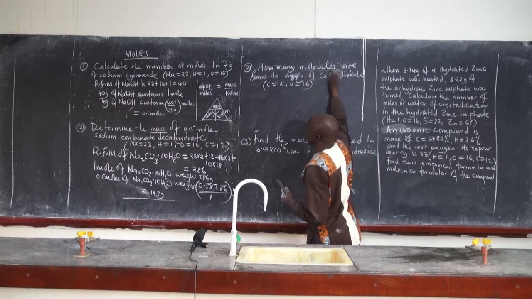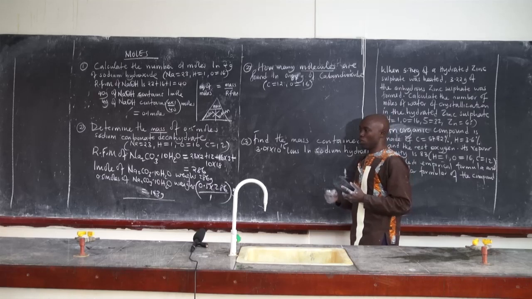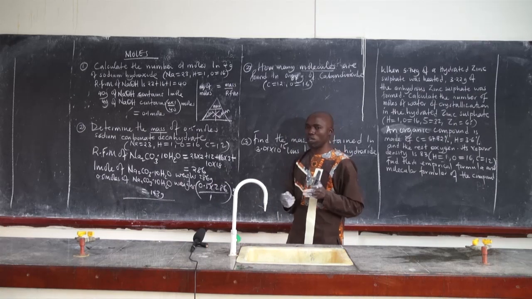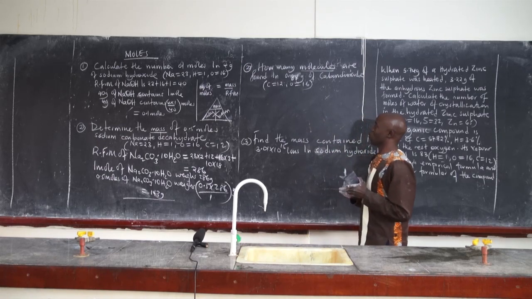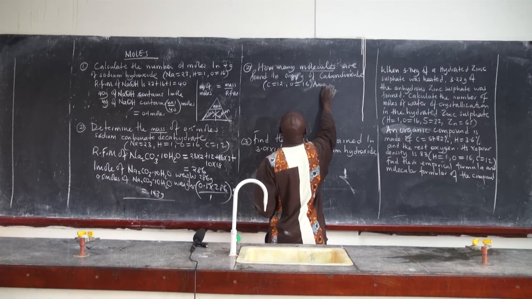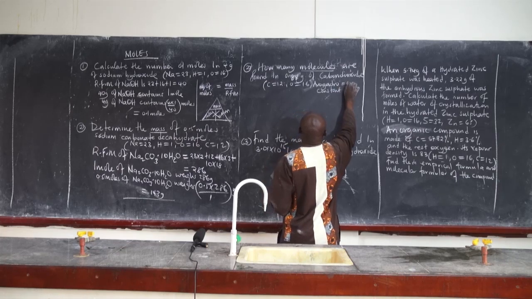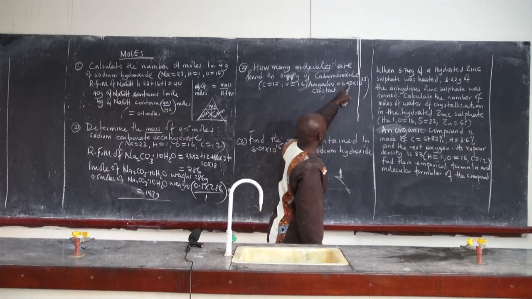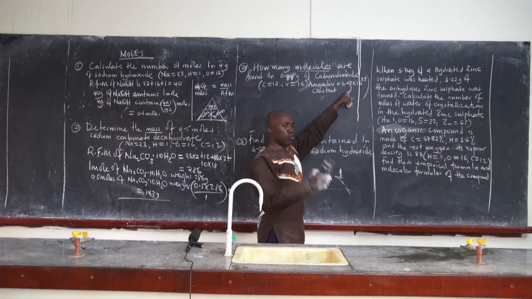Now let's look at this, how many molecules are found. This is asking for molecules. Remember we said a mole is the number of particles. A mole is the amount of a substance containing either 6.02 times 10 power 23 molecules or ions or atoms. So let's understand here that Avogadro's constant or Avogadro's number is actually the number of atoms or molecules or ions that are found in 1 mole.